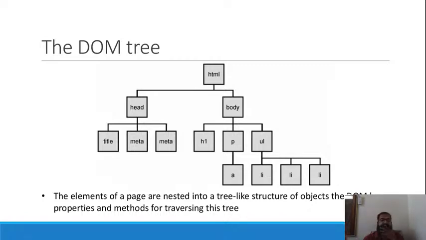If I look at the head tag alone, inside the head tag I will have title, meta, and another meta tag. And if I look at the body tag, then the body tag will contain multiple tags which are nested in such a fashion. Body contains h1, p, ul, and in the ul you will have 3 li's, and in the p you have another a, which is for a link. And HTML is the root, which means that it contains the entire DOM in your HTML.